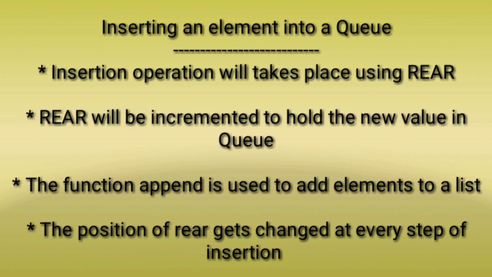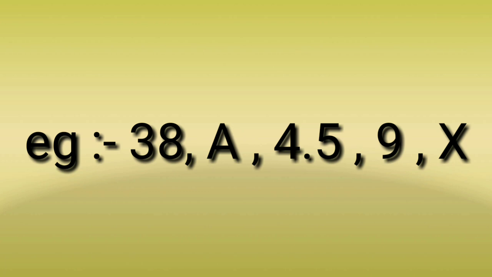In Python, we already discussed one list function, append. The append function is used to add elements to a list. Append means add. You can insert a new element into a queue with the help of the append function. Then the position of rear gets changed at every step of insertion. Now we can discuss its implementation with the help of one example.